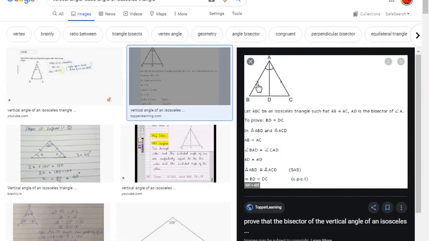See, this is true because this bisector of the vertical angle bisects the base, so BD becomes equal to DC. That is the basic theorem of isosceles triangles. It is proven over here. You can check that.